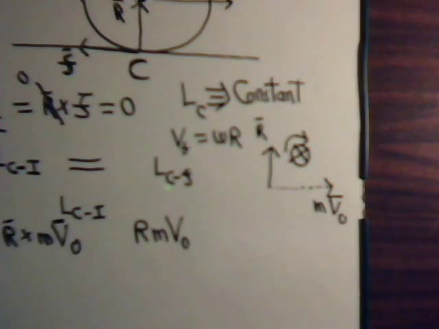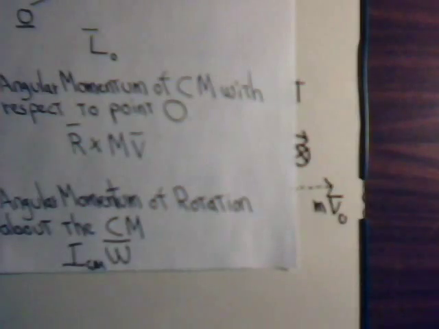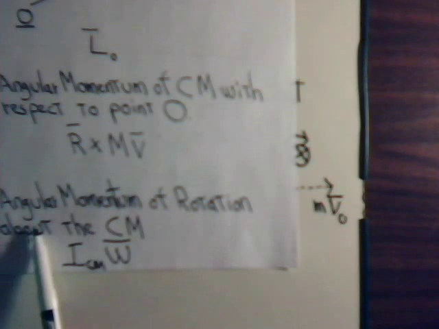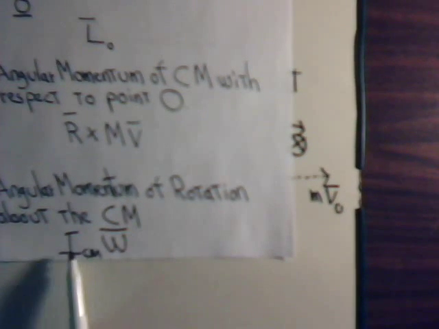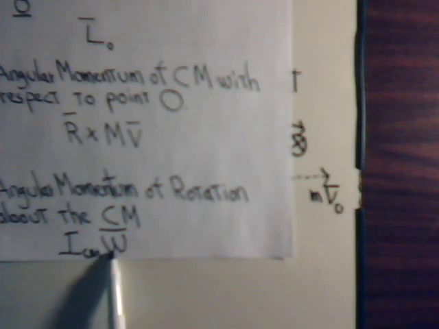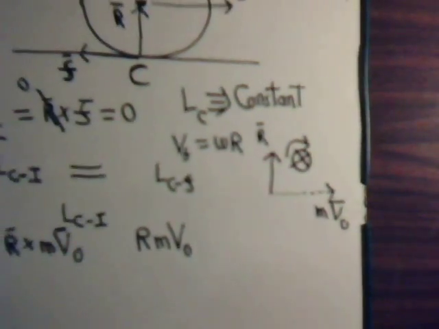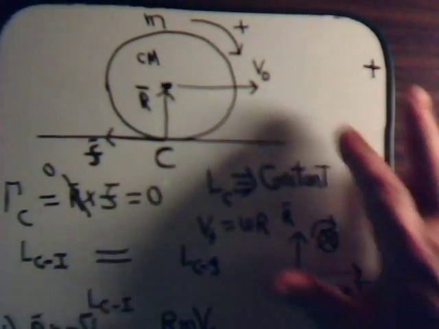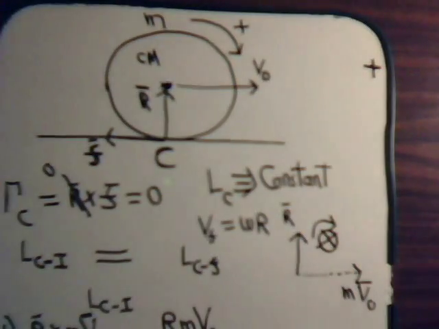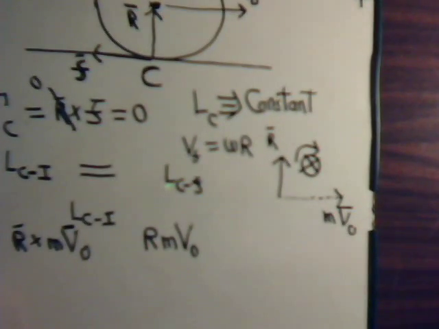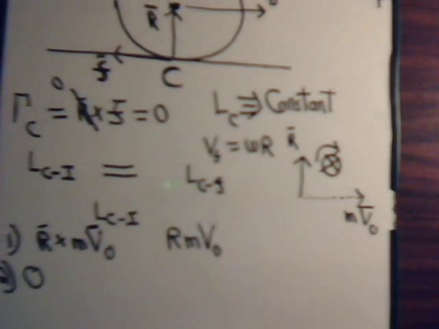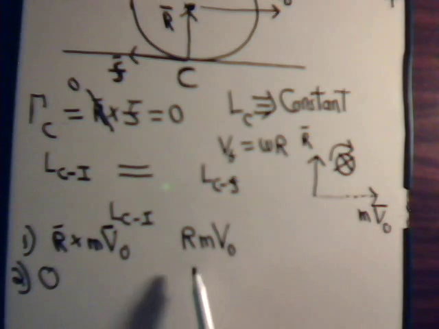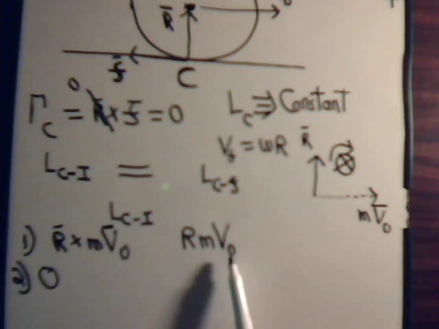The second component is the angular momentum of rotation about the center of mass, and that's the moment of inertia times the angular velocity. But this is 0. Right after the ball is struck, the only velocity it has is this translational velocity. So the second component is 0. So that means then that this is just equal to Rm V naught.